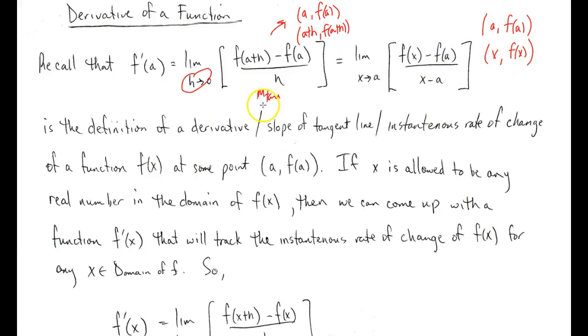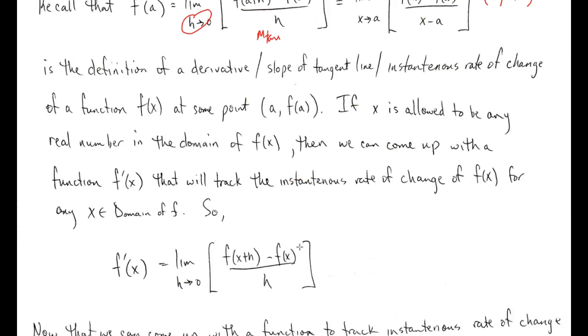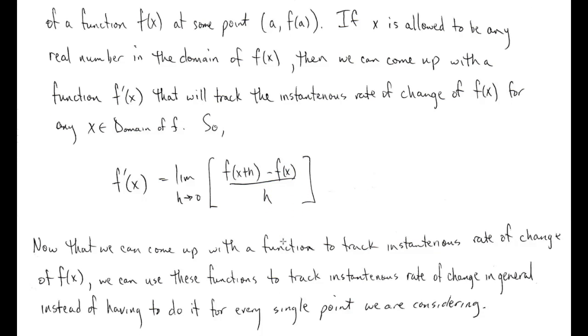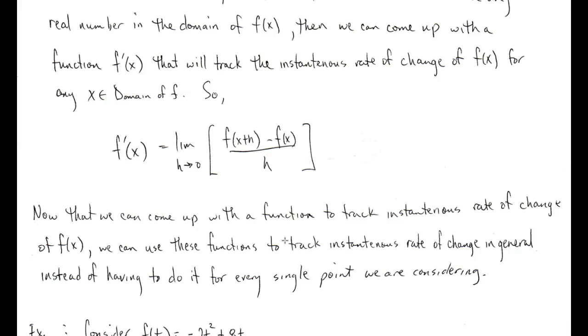From the previous two videos, this is what we talked about, and we said that this is the definition of a derivative, which is the slope of the tangent line, the instantaneous rate of change of a function at some point a, f of a. If x is allowed to be any real number in the domain of f of x, then we can come up with a function f prime of x that will track the instantaneous rate of change of f of x for any x value that's in its domain. Of course, there are some exceptions to that, but we'll talk about those later.